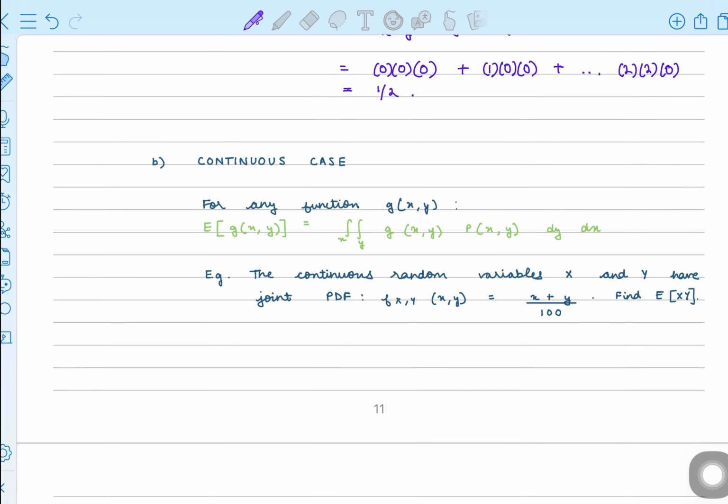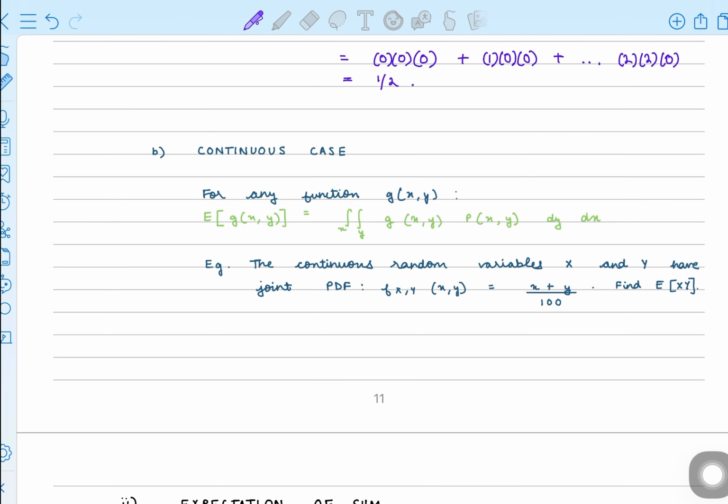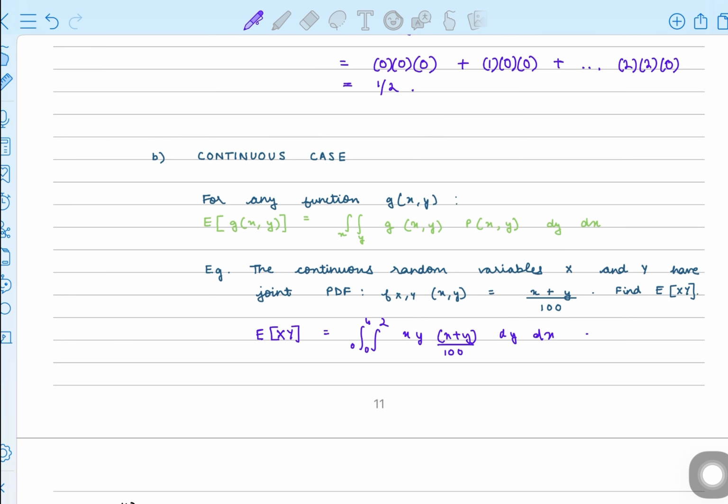Under the continuous case, the formula is the same except instead of summation we use integrals. Let's solve this example. Upon solving this integral, we get the final value as 16 upon 25.